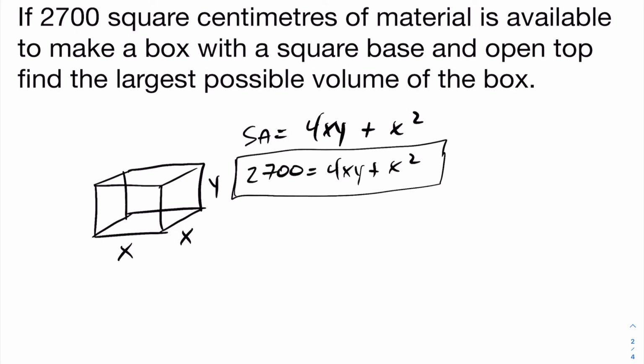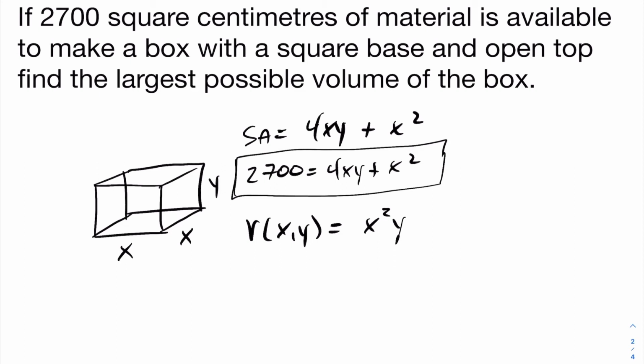Expressing the volume of this function, this will be a multivariable function again, so the volume as a function of x and y will be length times width times height. So in this case here, it'll be x squared times y. And again, we can't maximize a multivariable function, so we have to go ahead and isolate for one of these variables.